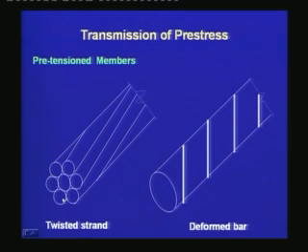For a twisted strand, say a 7-wire strand, the surface itself is quite deformed because of the individual wires twisted around a central wire. Hence, the mechanical bond in a twisted strand is much better than a plain wire. And if a deformed bar is used for pretensioning, there also we find that the surface deformations in the deformed bar help in having additional mechanical bond at the concrete and steel interface.